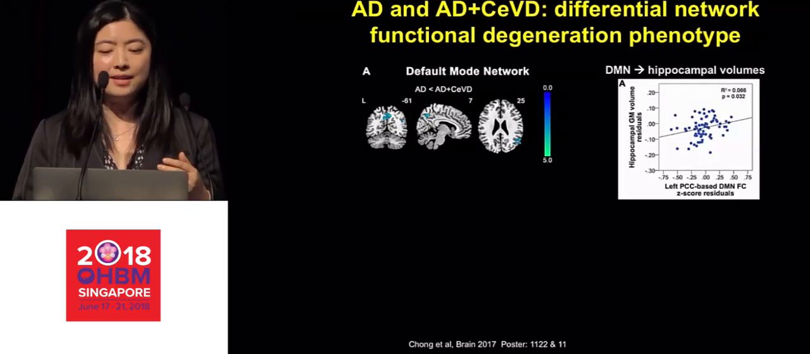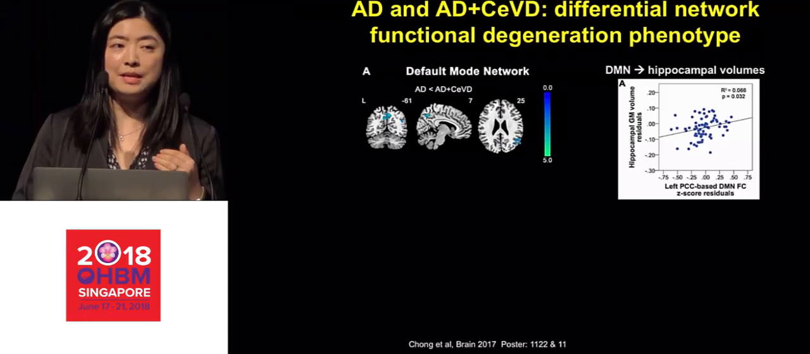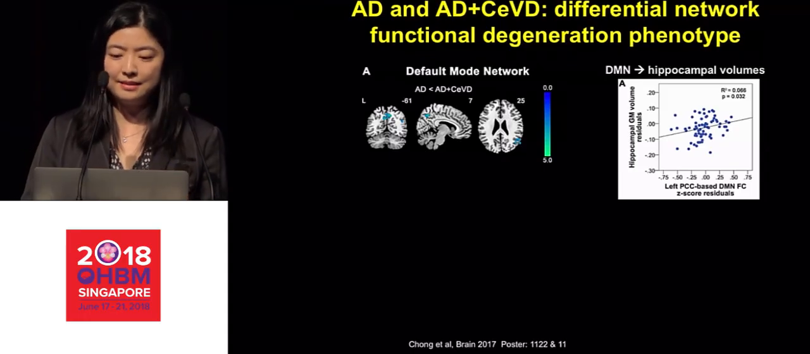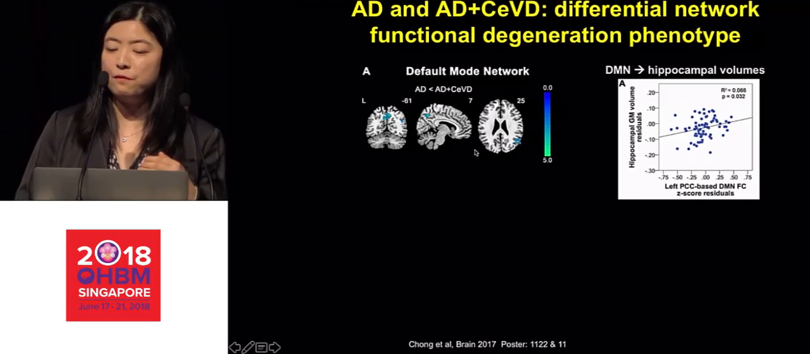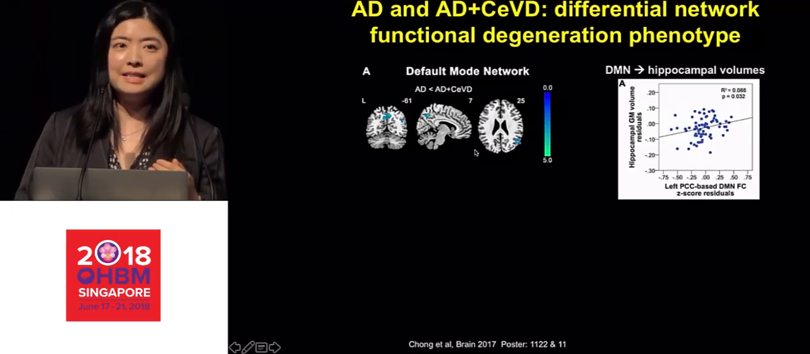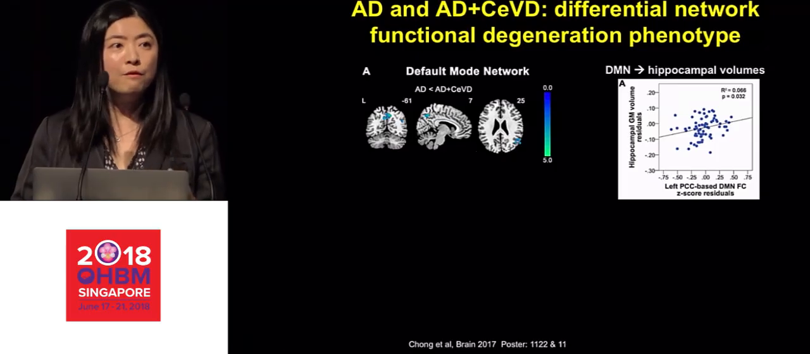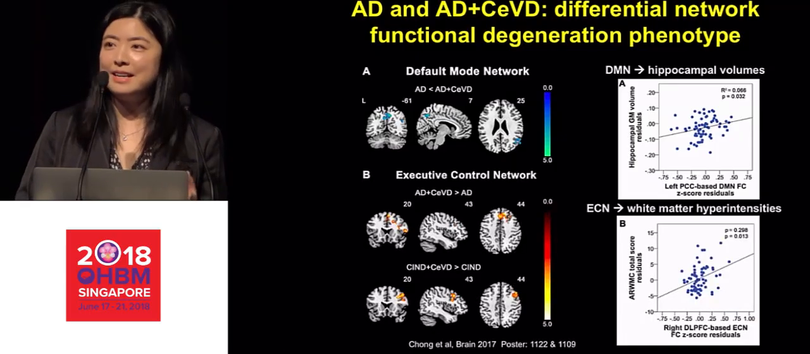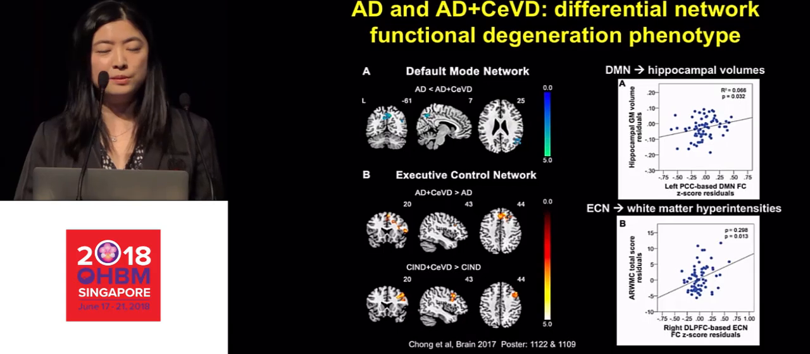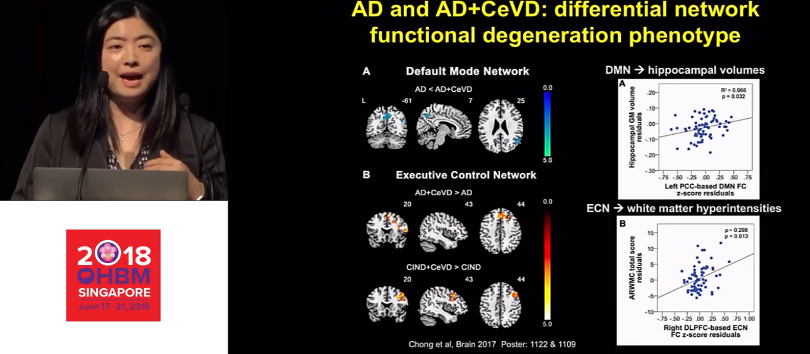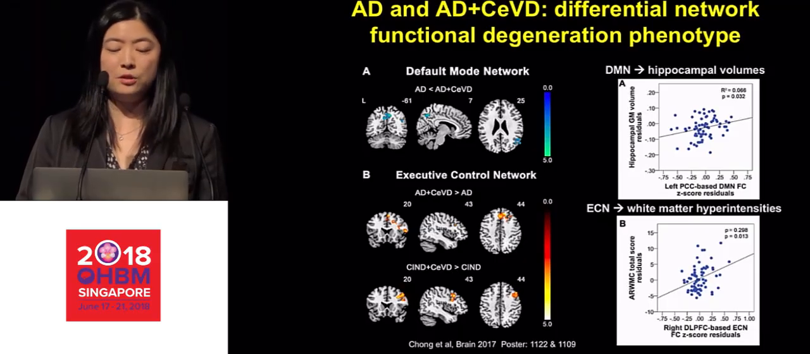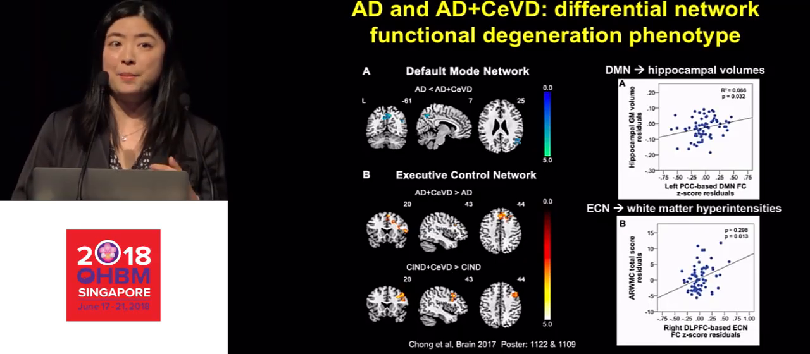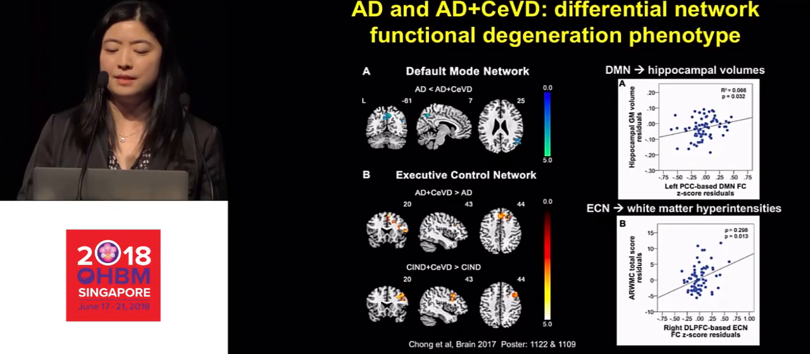When we compare AD with and without CVD head-to-head, we found that AD patients have more reduction in the default mode network, which was related to the lower hippocampal volume. Similarly, when we look at the CVD groups, they have higher frontal executive control network connectivity, which was correlated with greater burden of white matter hyperintensity, a marker of CVD.